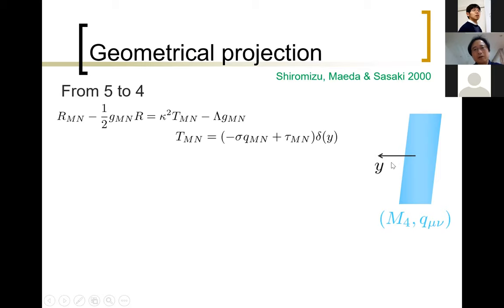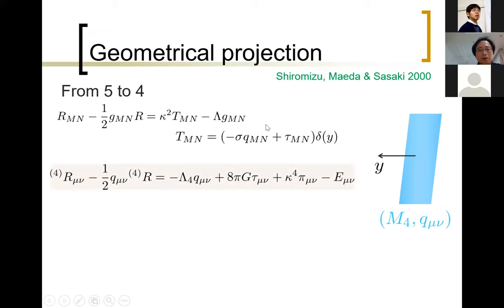For example, here. Sigma is the tension of the brane, so it's proportional to the delta function. And this is the energy-momentum tensor for the ordinary matter. From the assumption, as I said before, the ordinary matter is confined on the brane, so this part is also proportional to the delta function. After some calculation, we could have this equation.